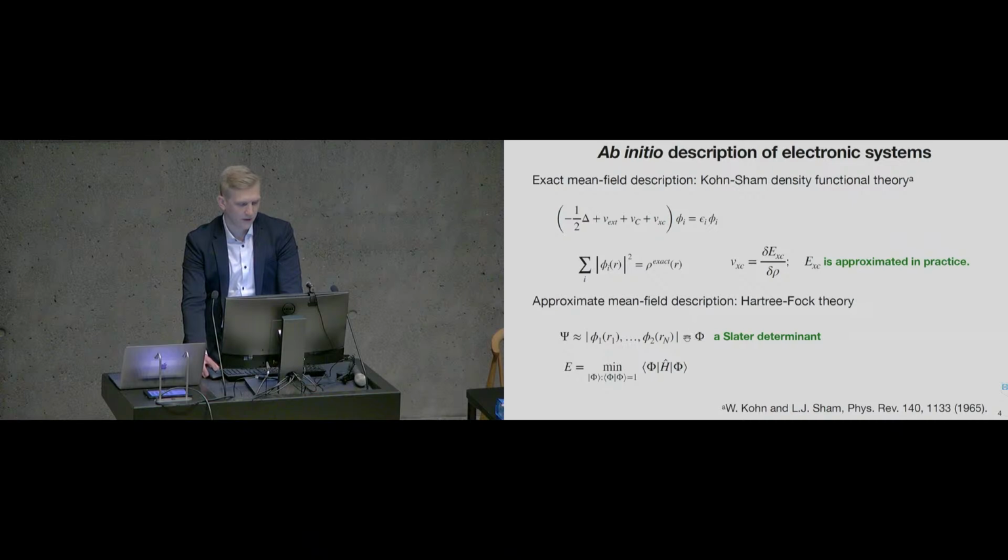The other method is called Hartree-Fock theory. It's also a mean field method, and in this method we approximate the true many-body wave function with a Slater determinant. And what we do is that we find a minimum of the expectation value of the true many-body Hamiltonian among all Slater determinants.